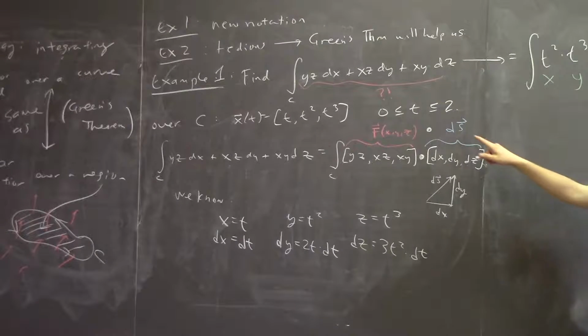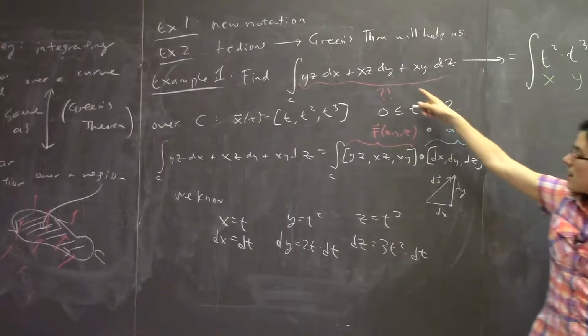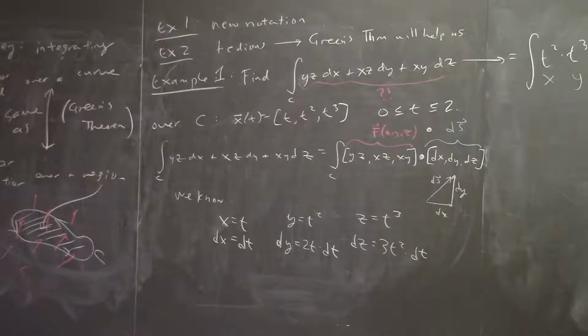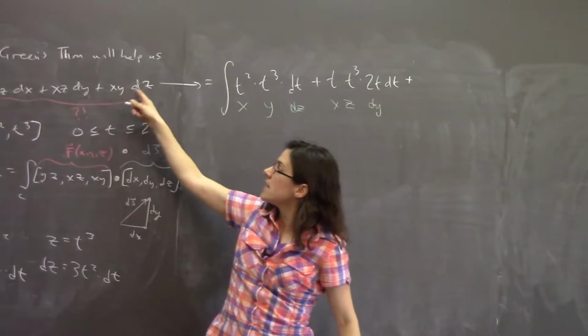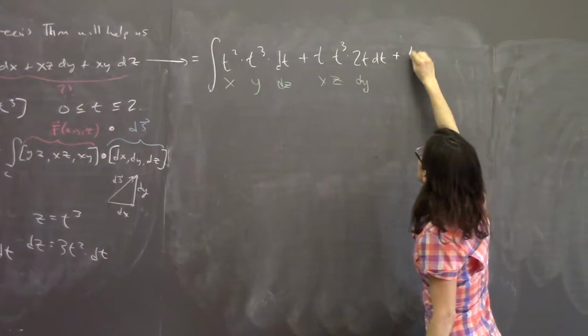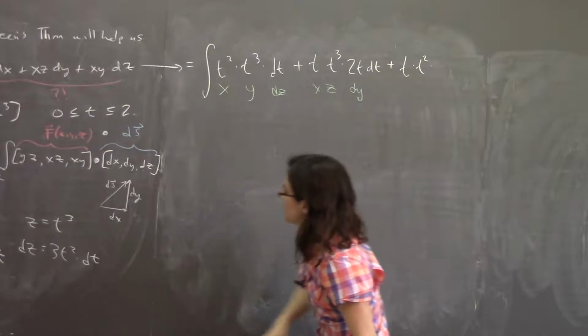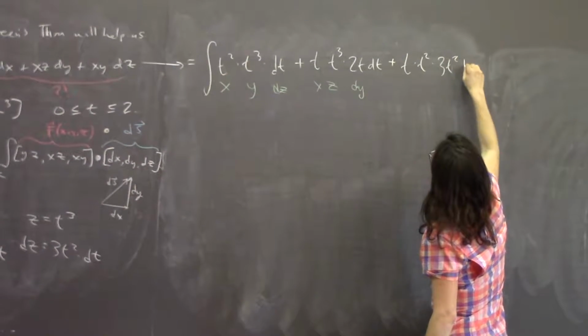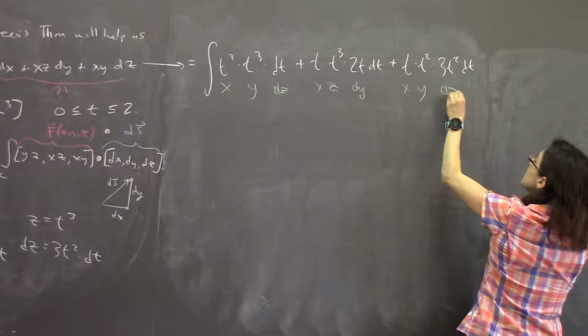Okay, then I have x, z, dy. So x is t, z is t cubed, and dy is 2t dt. So this was x, z, and dy. And then finally, we have x, y, dz. So x is t, y is t squared, and dz is 3t squared dt. So this is x, y, and dz.